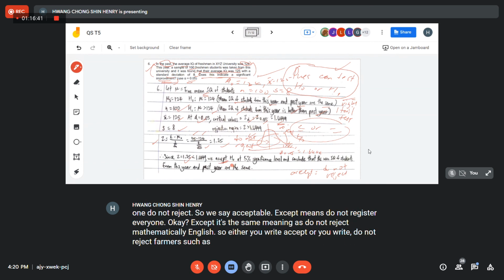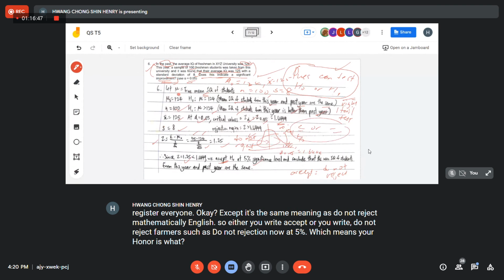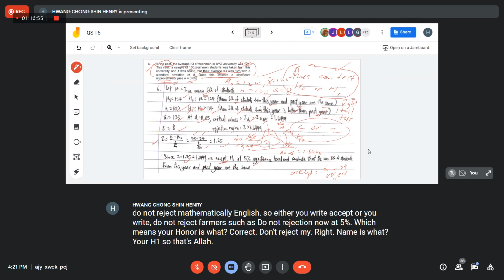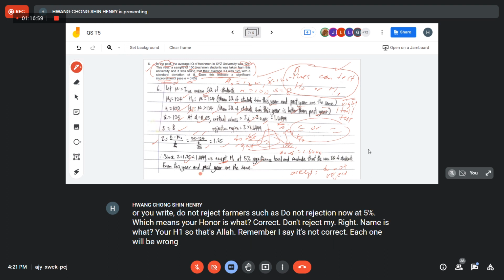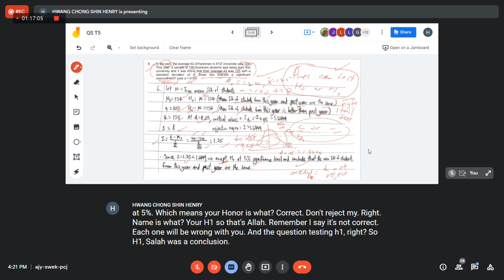Same thing. Do not reject H0 at 5%, which means your H0 is what? Correct. Don't reject, correct, this means what? Your H1 is already wrong. Remember I said H0 correct, H1 will be wrong already. And the question is testing H1, right? So H1 is wrong.